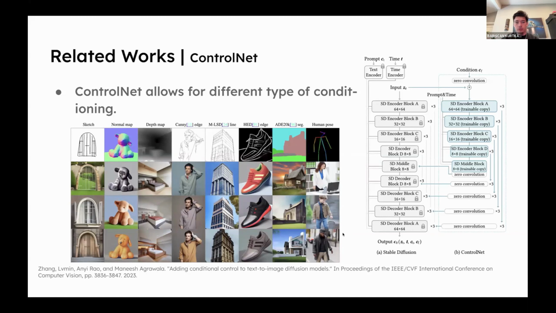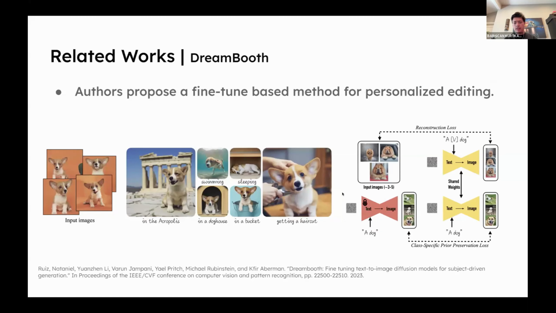So it's also important. DreamBooth is, I think, one of the most popular works too in image editing. They basically propose a fine-tune based method. With fine-tuning, they are trying to find a token, and this token will correspond to this object on the left, the dog. After learning this token, you can basically use it in your prompt to generate different types of images. As you can see, the dog in the Acropolis, or dog in a house, and more.